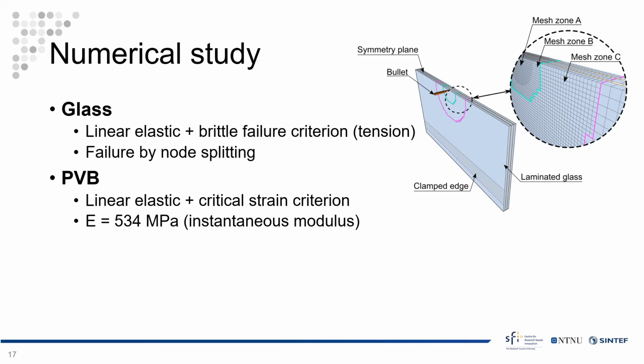To model the glass, we used a linear elastic material model with a brittle failure criterion in tension, and we also used node splitting to describe fracture. To model the PVB, we also used a linear elastic model and then a critical failure strain criterion. The stiffness of the PVB was chosen as the instantaneous modulus, and since we get very large strain rates during ballistic impact tests, the PVB will get a relatively stiff behavior, so we found this modulus to be suitable.